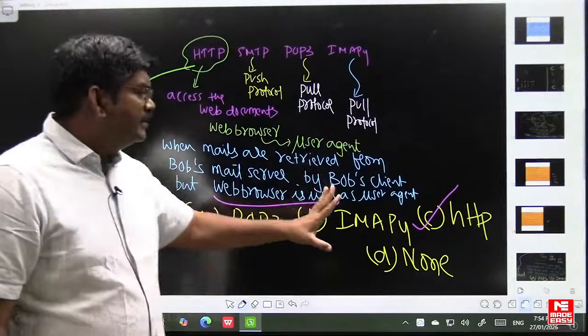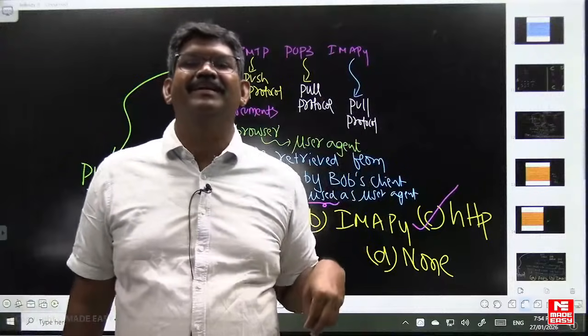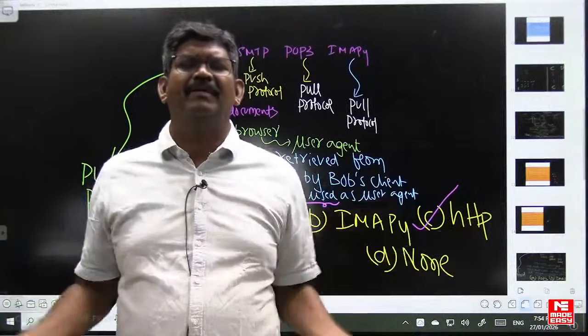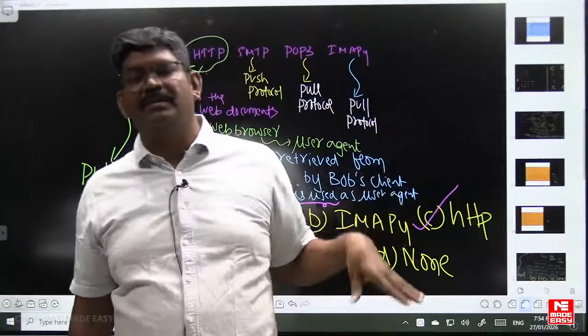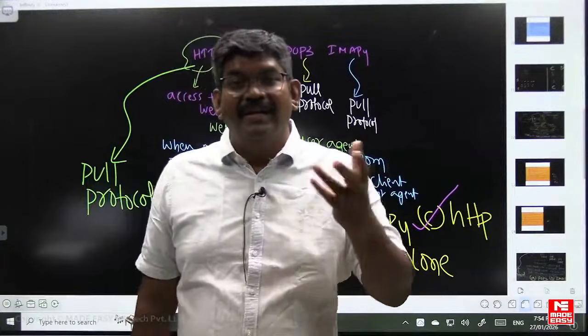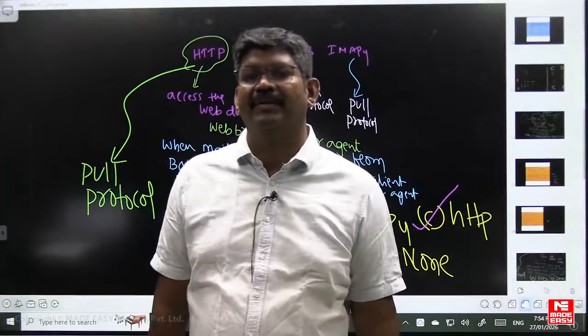Now if they don't mention anything, they can ask the same question as an MSQ also, for retrieving the mails. They don't mention anything. Which protocol can be used? Option A, POP, option B, IMAP, or option C, HTTP. All are correct now. Such questions can be given in the MSQ, multiple select question.